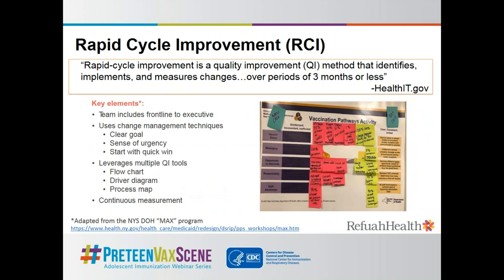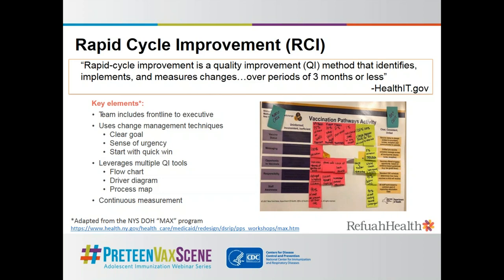Rapid cycle improvement is the PDSA process I just described, condensed into periods of 3 months or less. We based ours on the New York State Department of Health MAX program. If you're interested in more details, you can just Google NYS DOH MAX and you'll find it. But the key elements are as follows. The team includes varied perspectives from frontline to executive decision maker. In our case, it included our CEO.